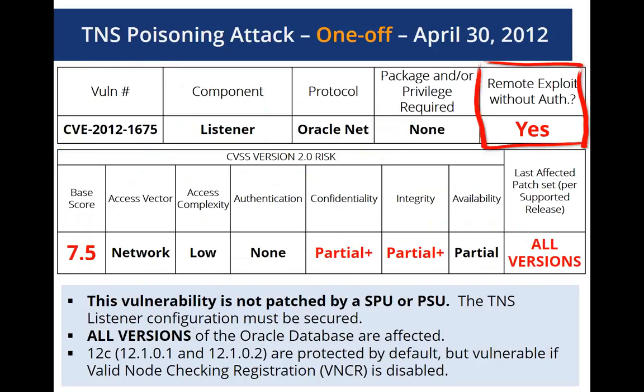The next value is remotely exploitable without authentication. And again, I'm trying to highlight some of these key columns so you can get a flavor for what some of these advisories say and don't say. Remotely exploitable without authentication means that I can connect to the database port, to the listener, and I can do something and attack the database without actually having a database session. I don't have to log in.